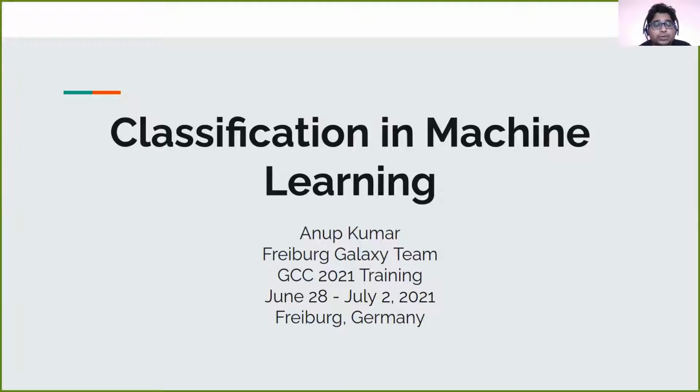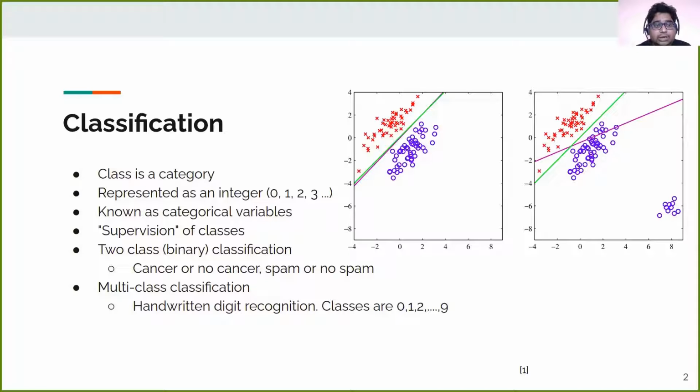In this talk, we will discuss classification and different approaches used for classification. In the previous talk about introduction to machine learning, we briefly discussed what classification is. Here is a recap. In classification tasks, a class is a category. In a data set, there can be multiple classes, and these classes can also be called categories. These categories are represented as integers, such as 0, 1, 2, 3, or more.